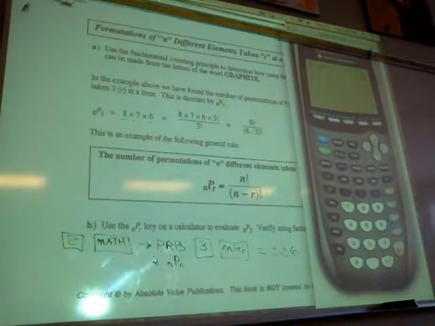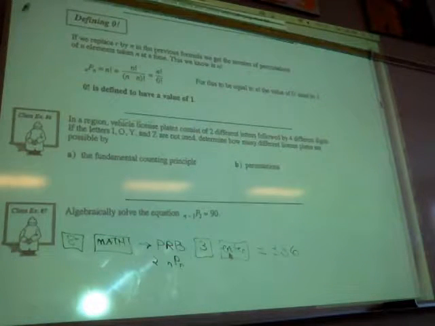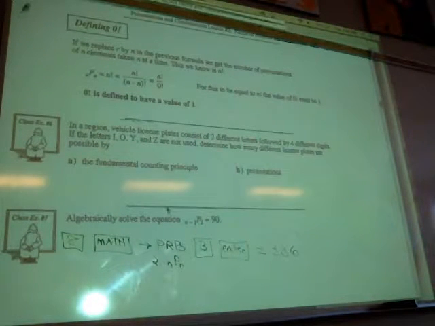So it's just another way of using the fundamental counting principle. Let's just talk about 0 factorial for a second, and then we're going to try and figure out a few more permutations. So if we replace r by n in the previous formula, we get the number of permutations of n elements taken n at a time.